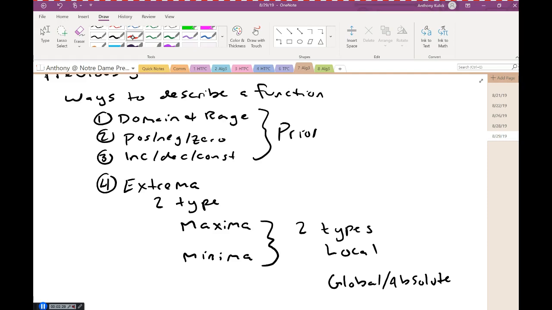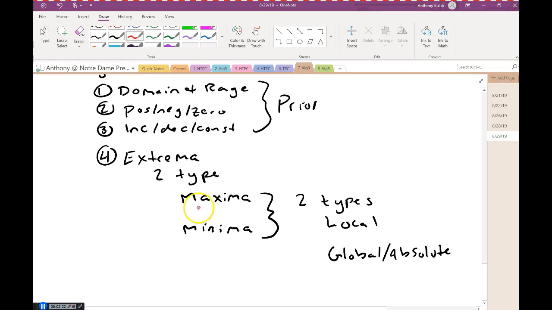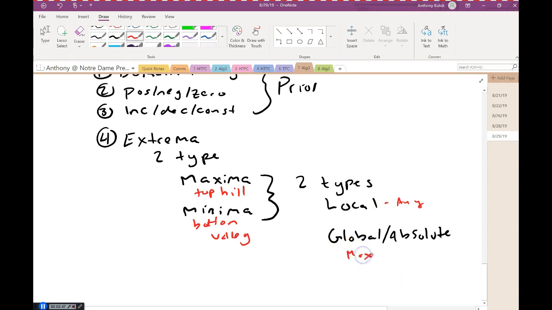Okay? That's fine. So we said that the maximum is like the top of the hill, and this is the bottom of a valley. Any max or min is a local. We say the max is global if it's the highest point, and the minimum is global if it's the lowest point. Not just the lowest among the extrema, but the lowest point, period. Right?